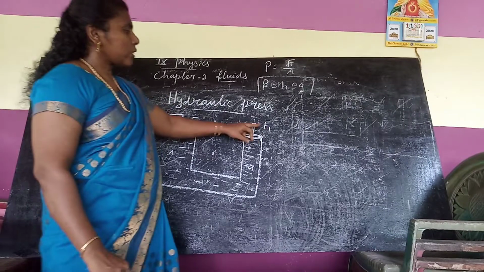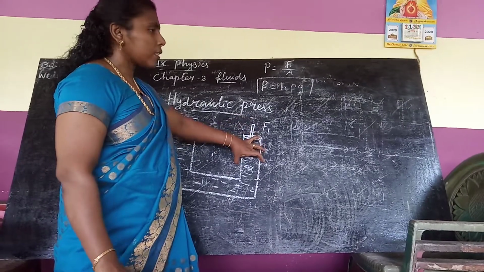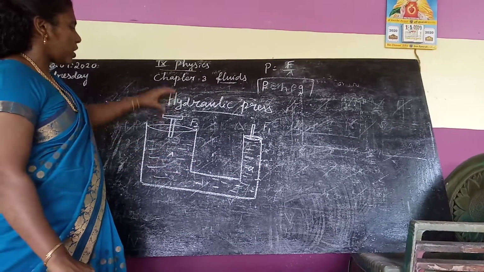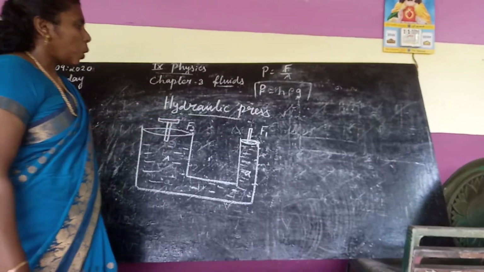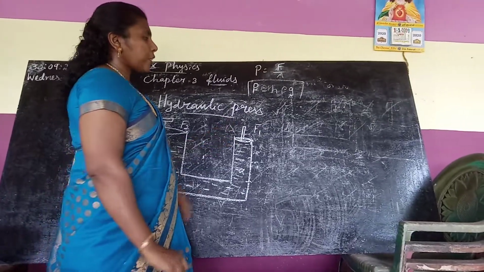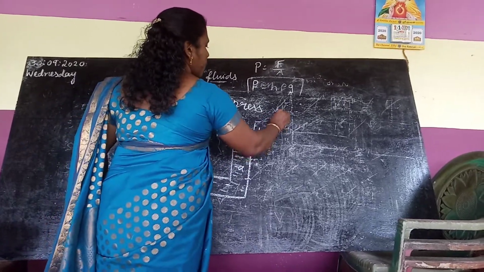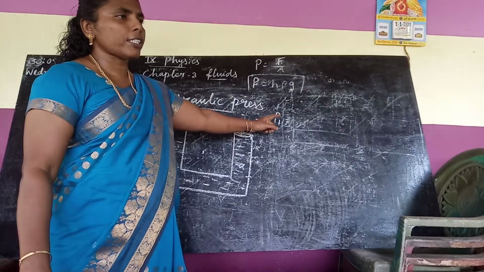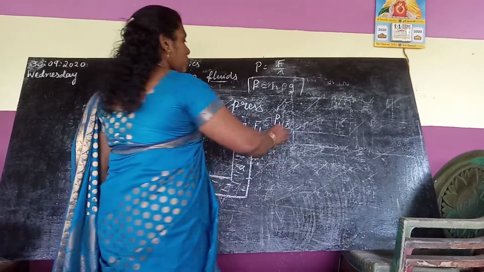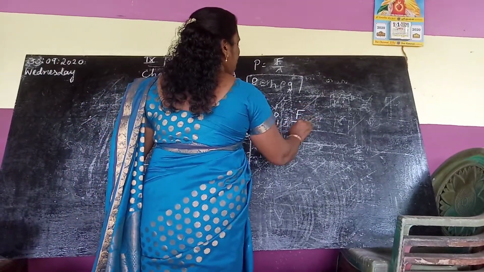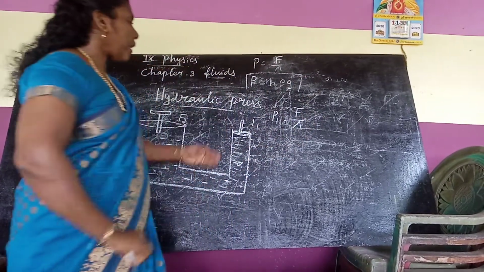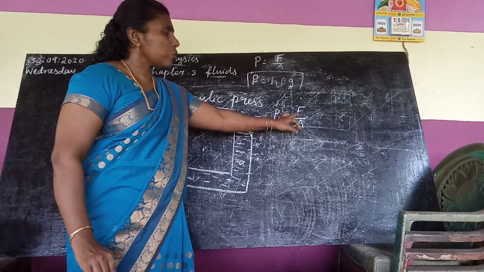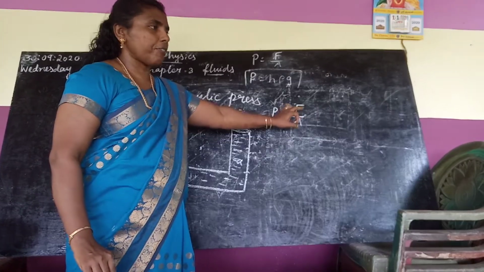So first the force acts in the smallest cylinder, and all the liquid with the same pressure will push upwards. So we have to see the pressure. Suppose here pressure P1. What is the formula for pressure? Already we have learned: force divided by area. Here we are applying force and the area of cross section, so we have to use this formula P equal to F divided by A.